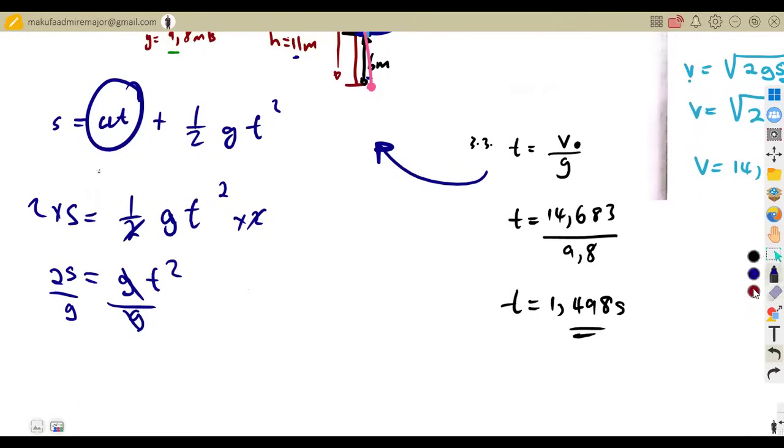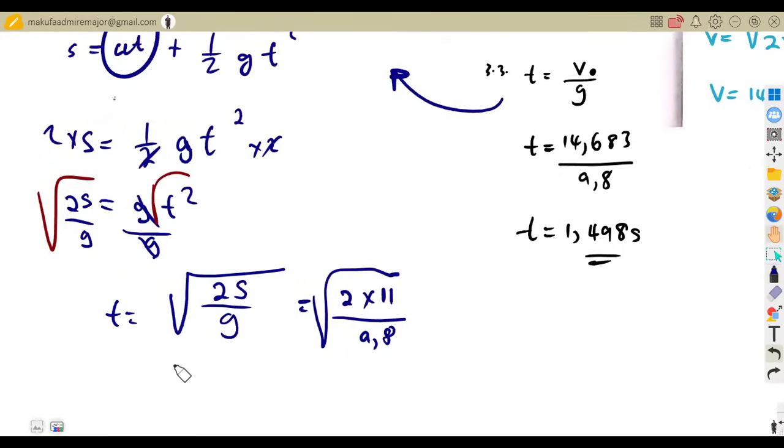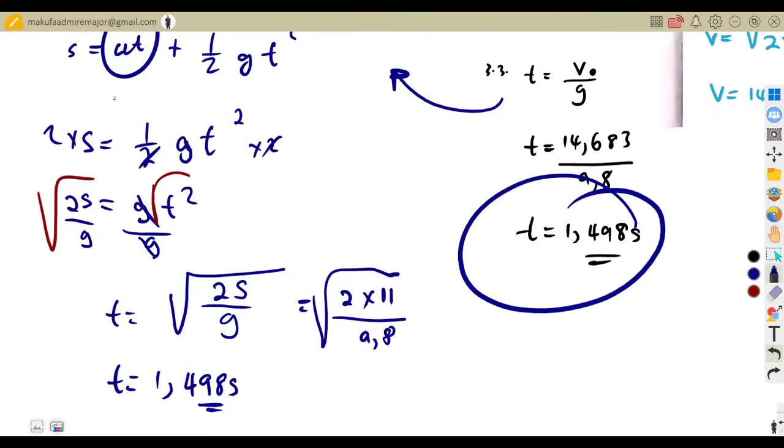Okay, guys, introduce the square root. So T is equal to the square root of 2S over G. We have manipulated. So that means we're going to have 2 times S, the displacement, which is 2 times 11 over G, the gravitational acceleration of 9,8, under the square root. So that is going to give us the time, which was taken of 1,49829, which is 498 seconds, which is the same time like this one that we obtained here.